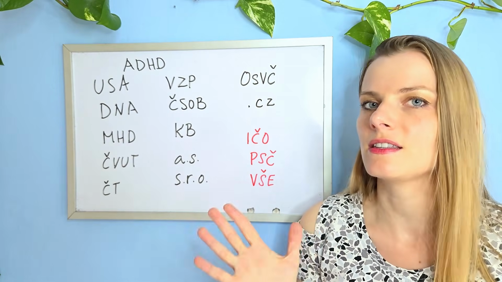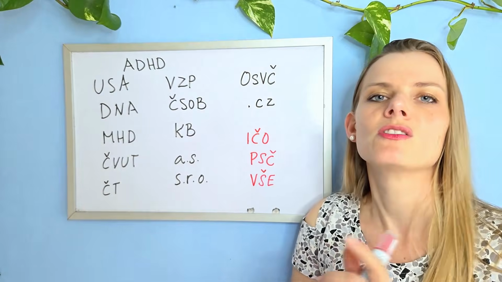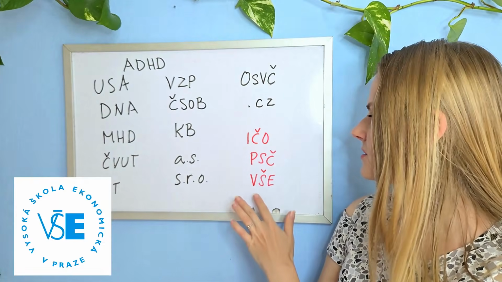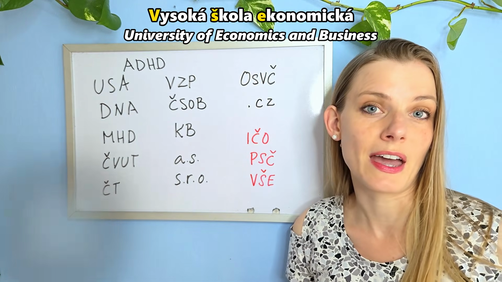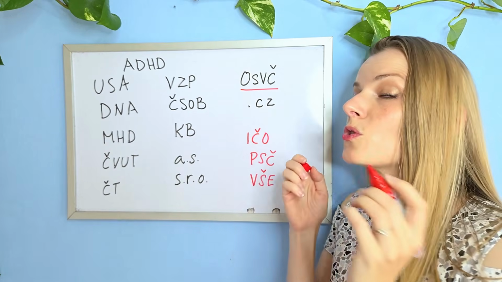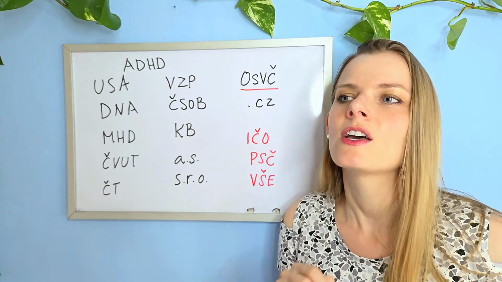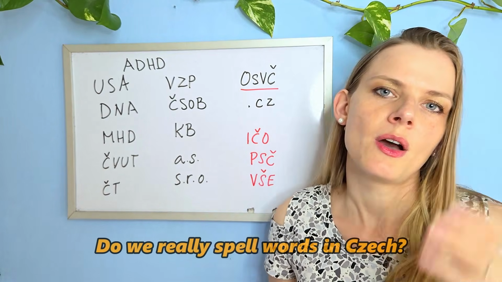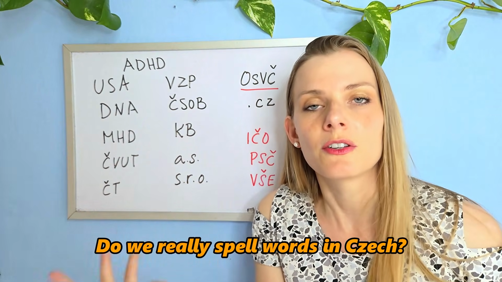VŠE, yes, but people will commonly say VŠE. This stands for Vysoká škola ekonomická. And OSVČ is also so common, and many people will say OSVČ. So this is what can happen when Czech people spell words to each other.